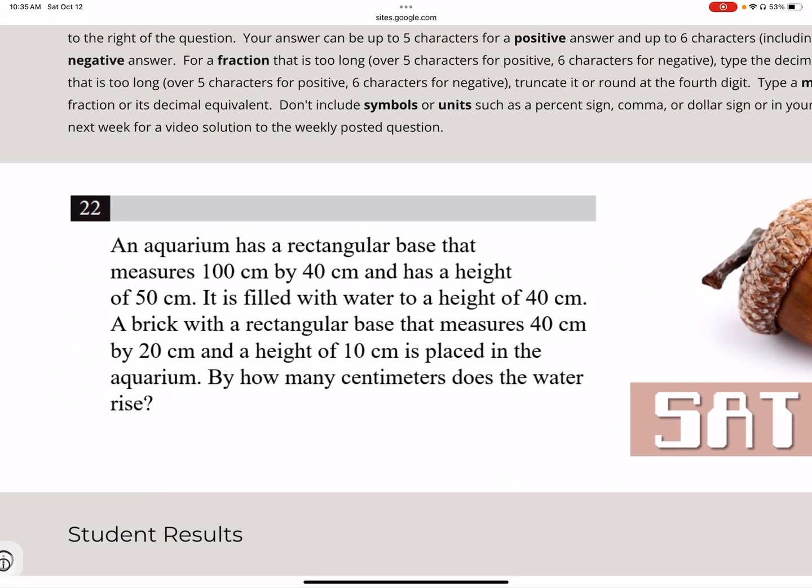An aquarium has a rectangular base that measures 100 centimeters by 40 centimeters and it has a height of 50 centimeters. It's filled with water to a height of 40 centimeters, so we can see it's not all the way to the top. A brick with a rectangular base that measures 40 centimeters by 20 centimeters and a height of 10 centimeters is placed into the aquarium. Splash, whoosh. By how many centimeters does the water rise?